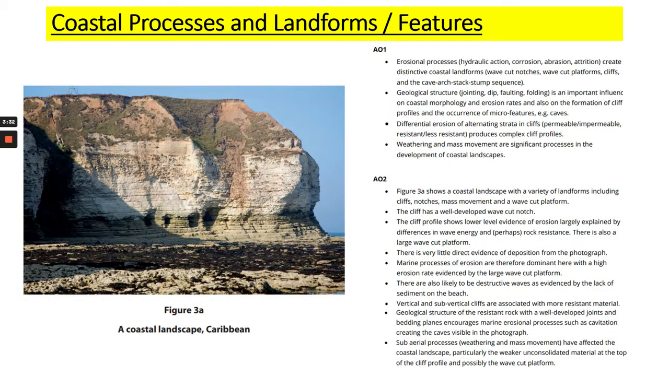Another example here is of a cliffed coastline. So this is a Caribbean coastal landscape. Now the first thing that should stand out to you is that there are a couple of different layers on this rock. We can see that the very bottom layer of the rock is a wave-cut platform. This whole area is a wave-cut platform, and there is a wave-cut notch being created still in the headland we see there. So you should identify those features straight away.